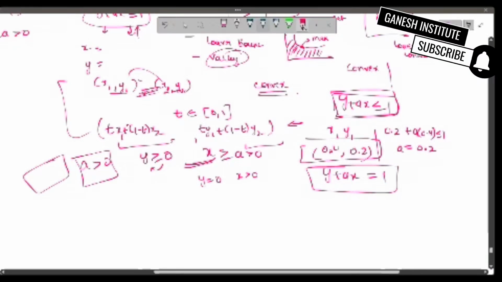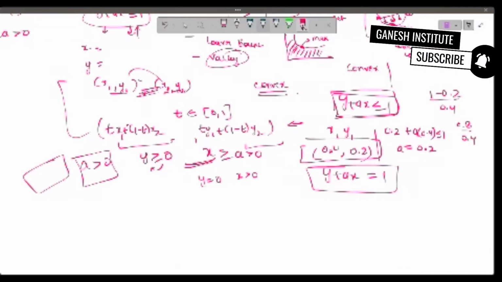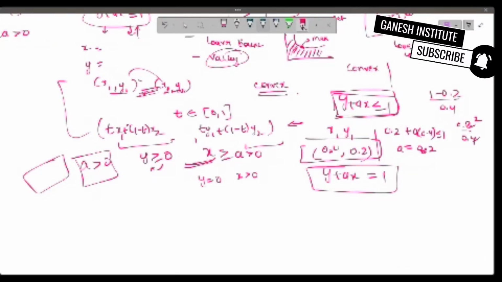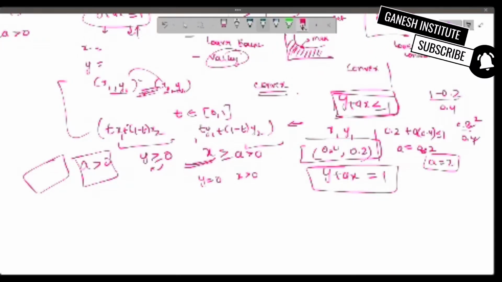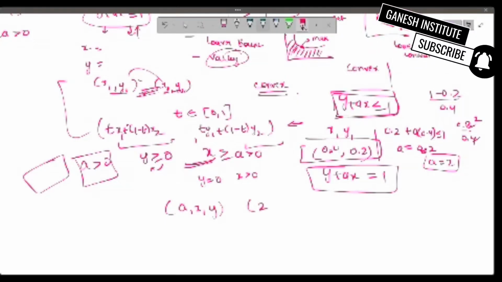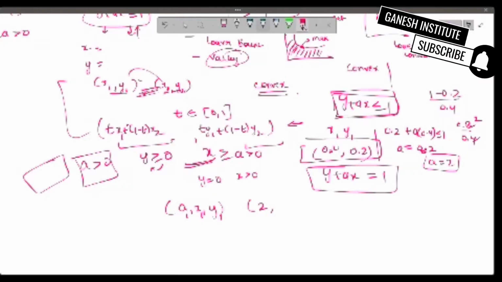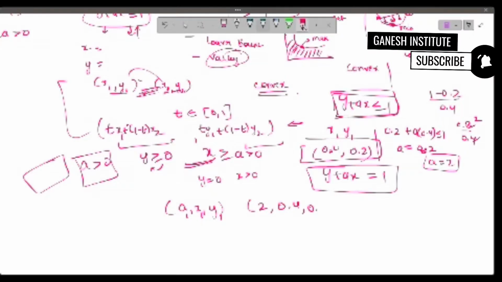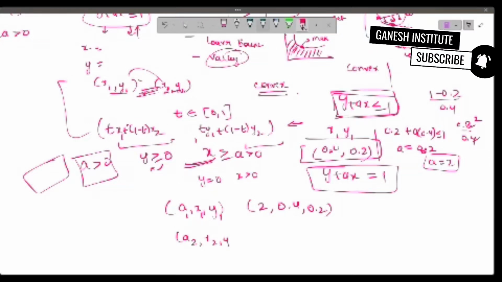How? 1 minus 0.2 divided by 0.4. So 0.8 divided by 0.4, so 2 came. Okay, so we have got the variables a, x1, y1 as 2, 0.4, 0.2.